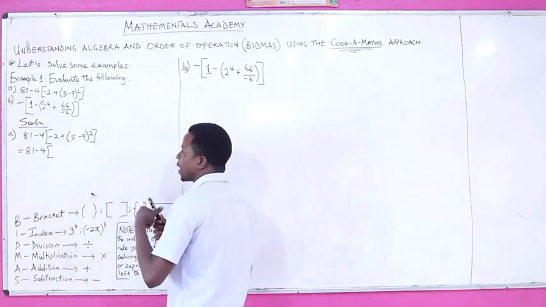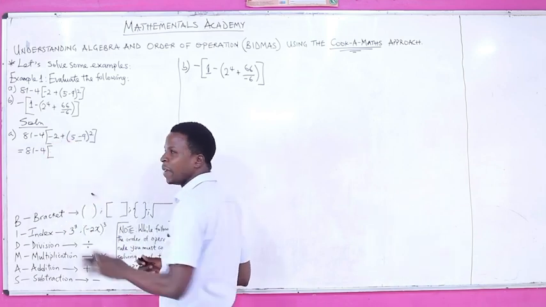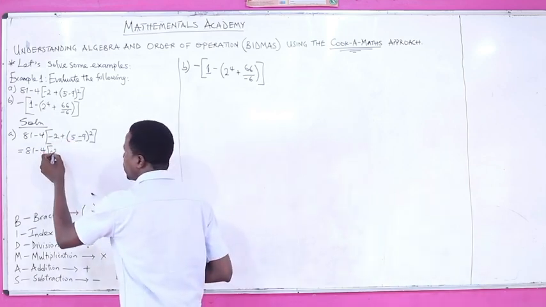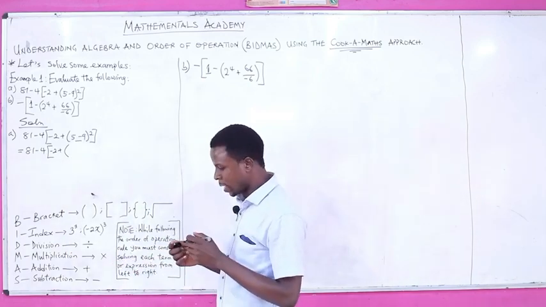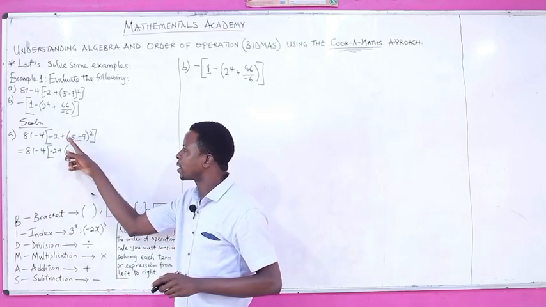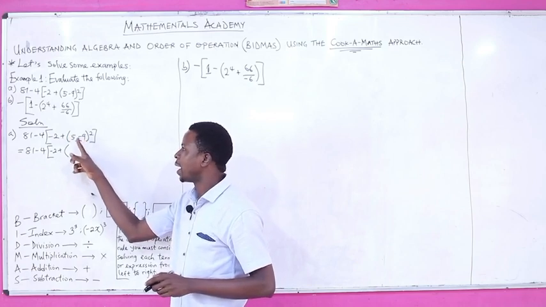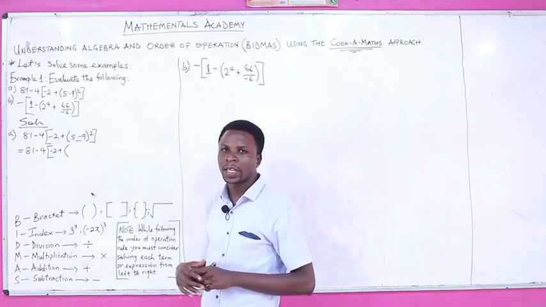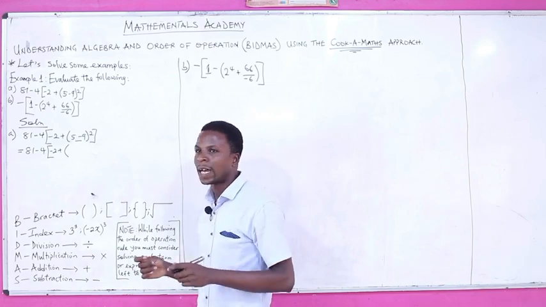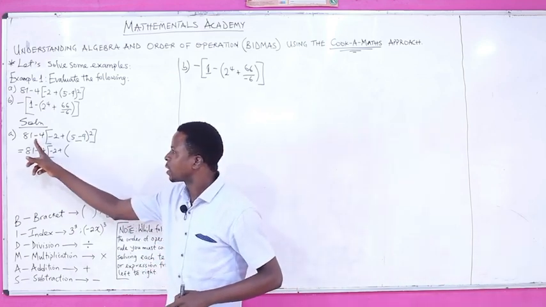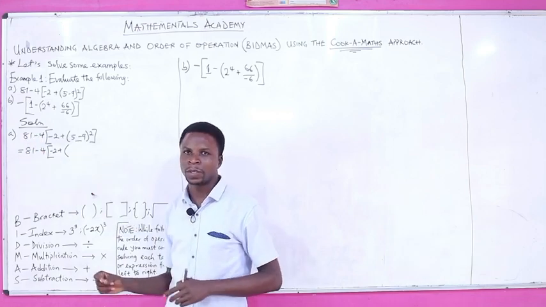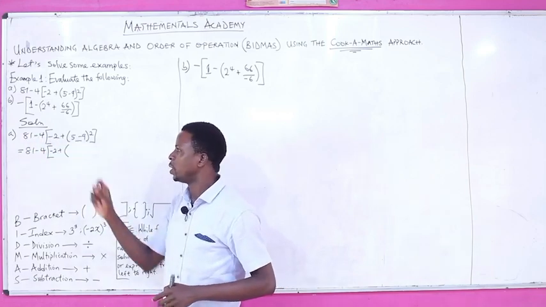So the first thing we are targeting is here. So the rest will remain the same. So we have minus 2 plus, now we have 5 minus 9. Now here, 5 doesn't have any sign in front of it. And this 9 has this minus in front of it. And something we have to understand is that any sign in front of a number belongs to that number. This minus belongs to this 4, not 81. This minus belongs to this 2.